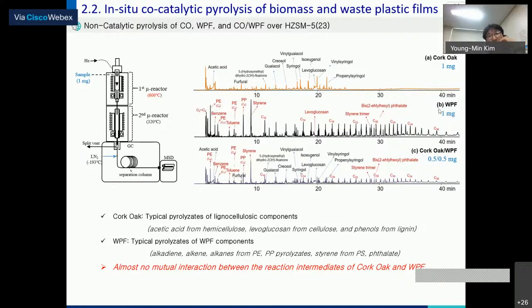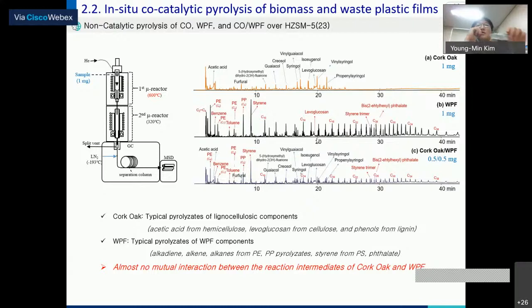Also, this is waste plastic film. Okay, I will show. Can you see? This one is waste plastic film. So when we apply the non-catalytic pyrolysis of waste plastic film, you can see the typical pyrolysis products of polypropylene and polyethylene, even polystyrene. And I also found a little amount of levoglucosan.